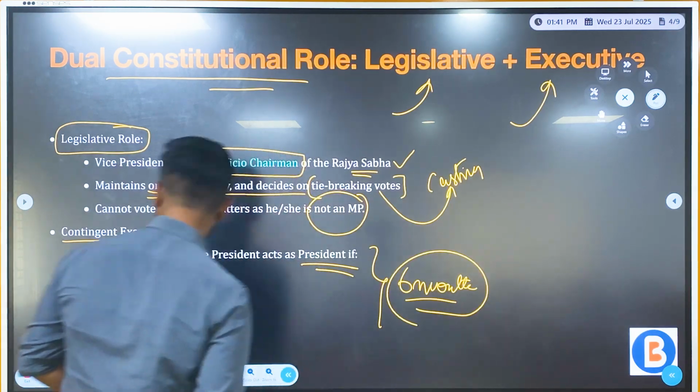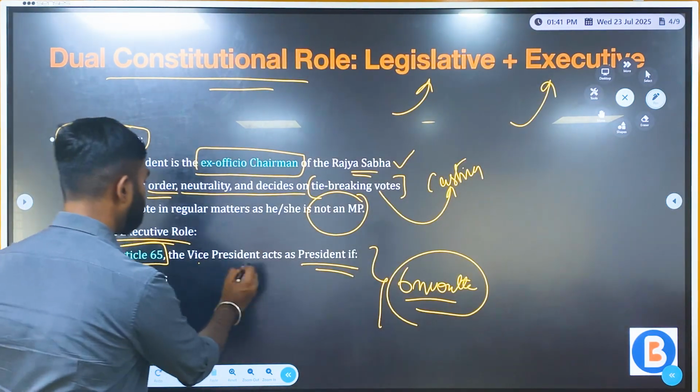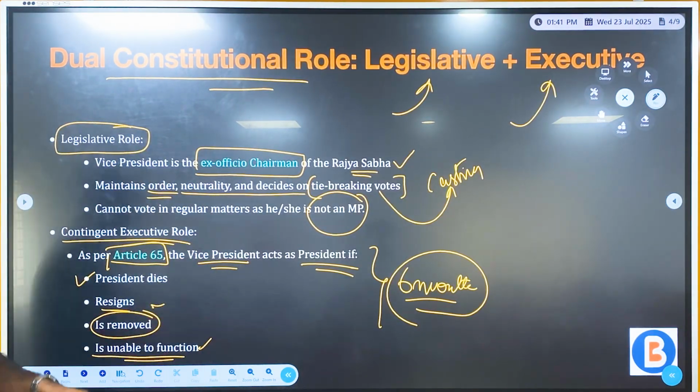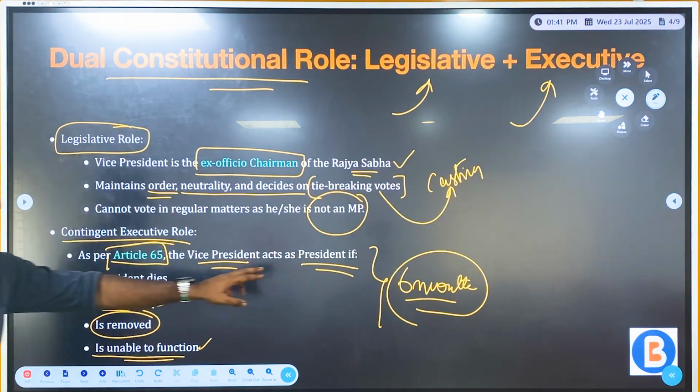Let's say the President resigns from his post, or is removed through impeachment. The maximum time the Vice President can act as President is just 6 months, within which fresh elections have to take place for the post of President.